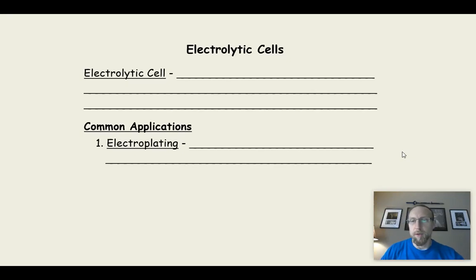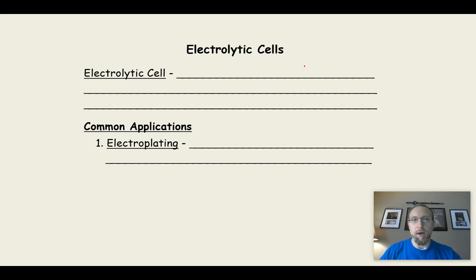Hello everyone. Today we're going to go over the other type of electrochemical cell. Last lesson we went over the voltaic cells, which remember, think voltage, they produce electricity, they convert chemical energy to electrical energy. It's a battery essentially. Today we're going to go over the other type of electrochemical cell, which is called electrolytic cells.